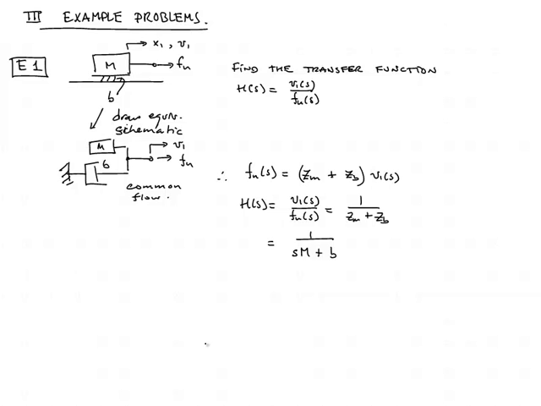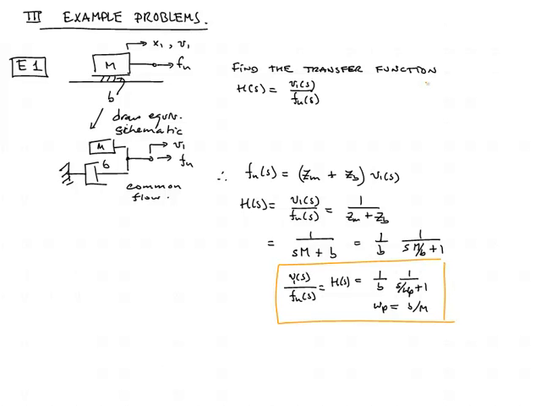Our final step then is just to format this into a standard form. We bring out 1 over B and we write it in a normalized form, s over a corner frequency or pole frequency plus 1. We find that the pole frequency is equal to B over M. Note that we could also have expressed the denominator as 1 plus s times tau, the system time constant, where tau is equal to M divided by B.